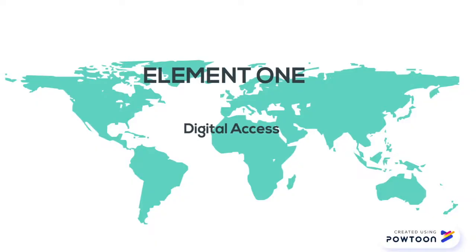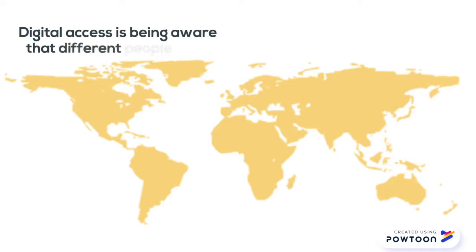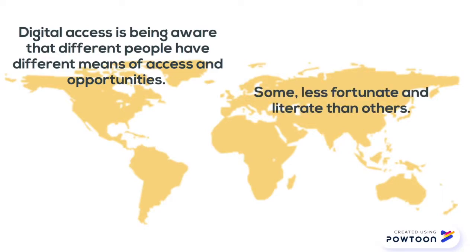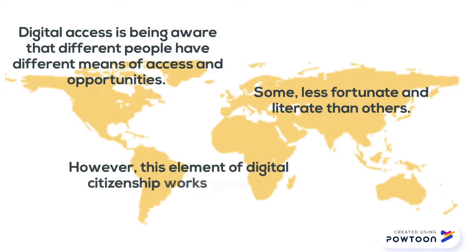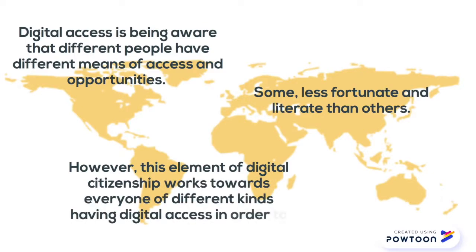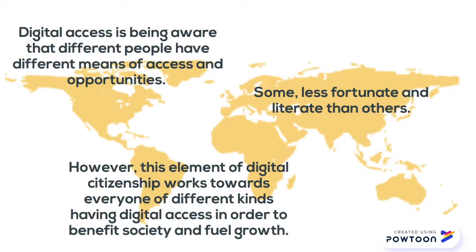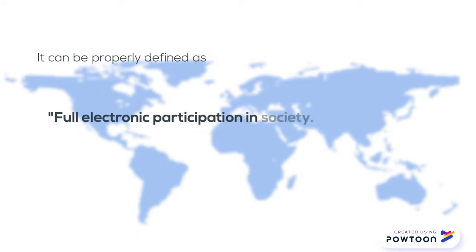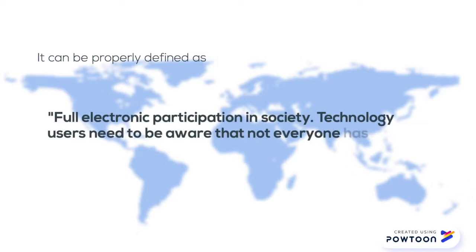Element 1: Digital access. Digital access is being aware that different people have different means of access and opportunities. Some, less fortunate and literate than others. However, this element of digital citizenship works towards everyone of different kinds having digital access in order to benefit society and fuel growth. It can be properly defined as full electronic participation in society.